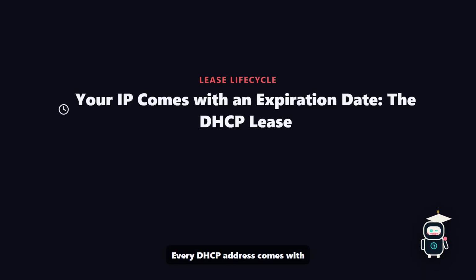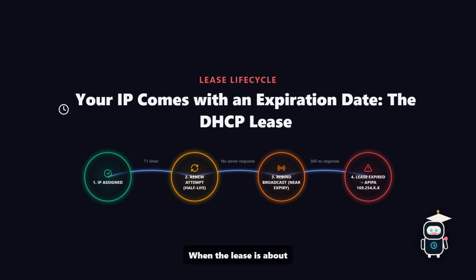Every DHCP address comes with a lease. It's not yours forever. When the lease is about half used, the client tries to renew directly with the DHCP server. If nothing comes back, as the lease nears expiration, the client broadcasts a rebind to any server that will listen. Still no answer? The lease expires and Windows auto-configures an APIPA address in the 169.254 range. No default gateway, no internet. As for lease duration, Windows Server defaults to 8 days, while home routers typically use shorter leases, often a day or less. The process is completely silent until it fails, so you'll never notice it working.